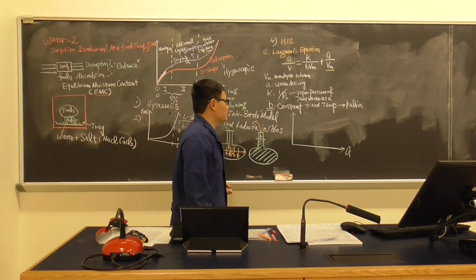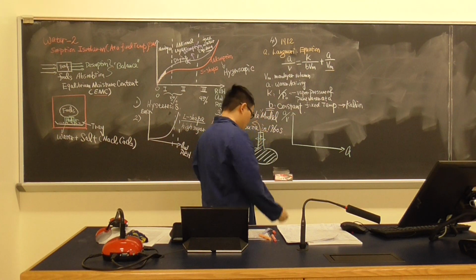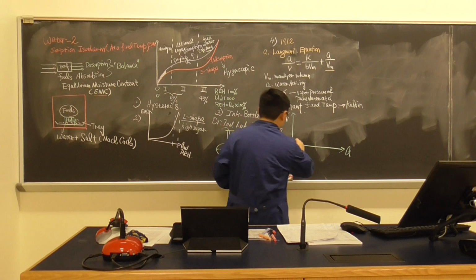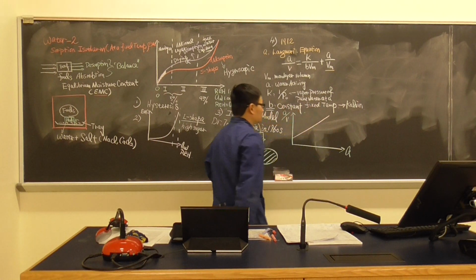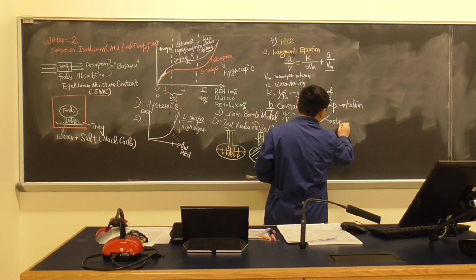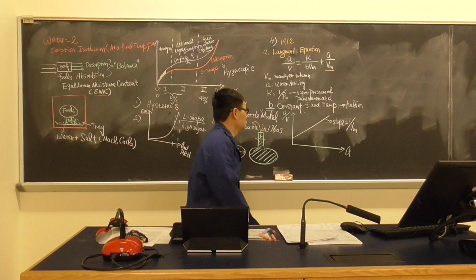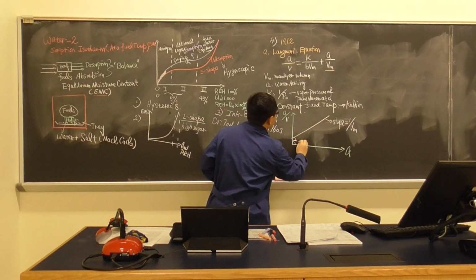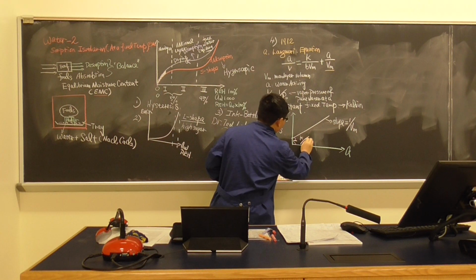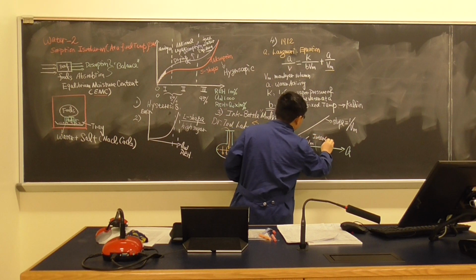A on the x-axis, and the y-axis is A over V. So what is the curve going to look like? Like this. What's the slope? The slope equals K B V M. How about here? This is called the intercept.